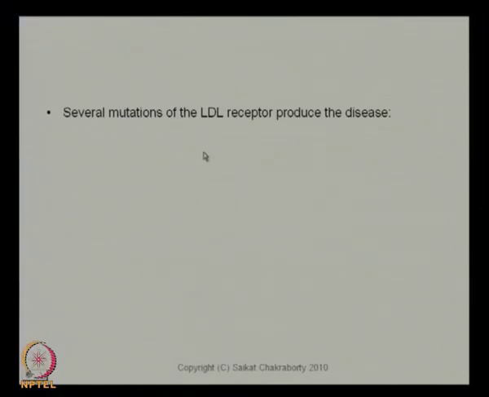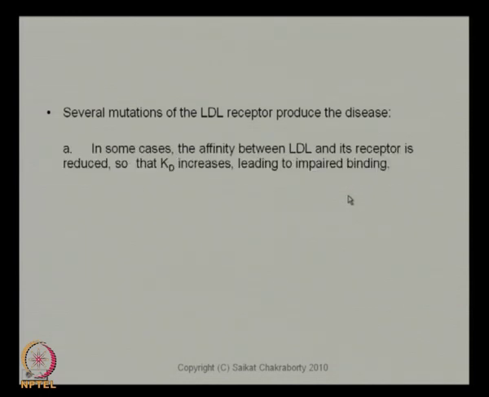So, that brings directly to the point that I am talking about: several mutations of the low density lipoprotein receptor can produce this disease. Let us look at what these mutations are, and later we will connect this with the kinetics of the process. The first case is that the affinity between the low density lipoprotein and the receptor is low. So Kd increases, leading to impaired binding. Kd is the dissociation constant, in other words the backward rate constant over the forward rate constant.